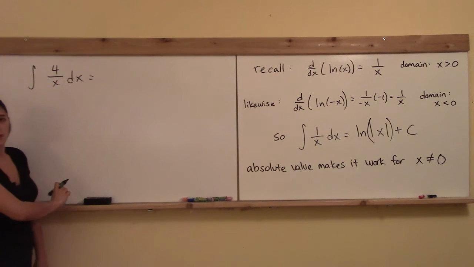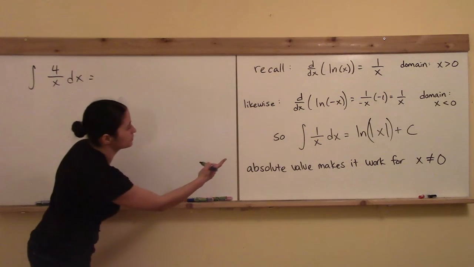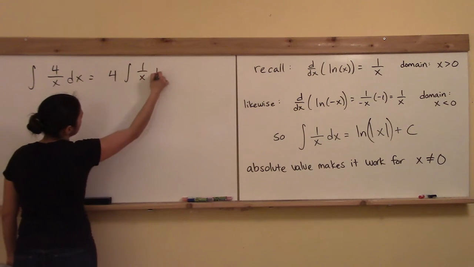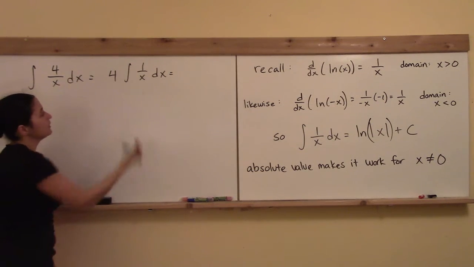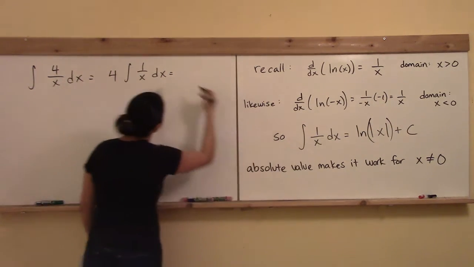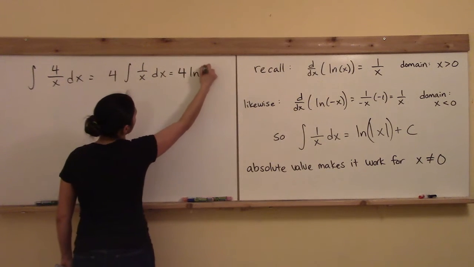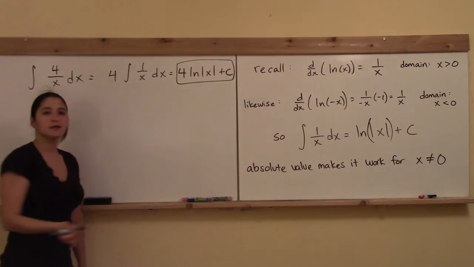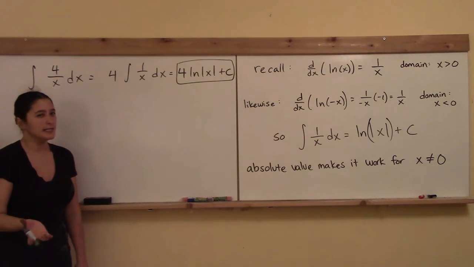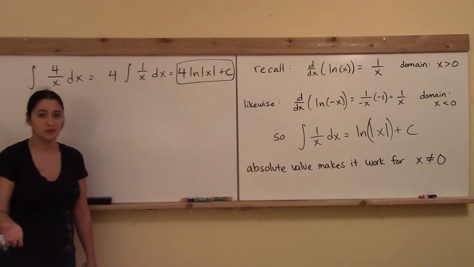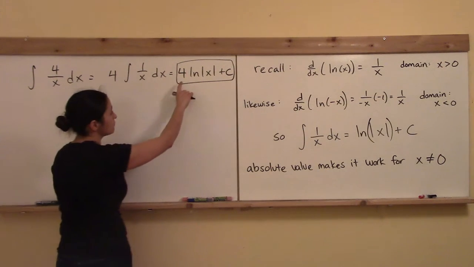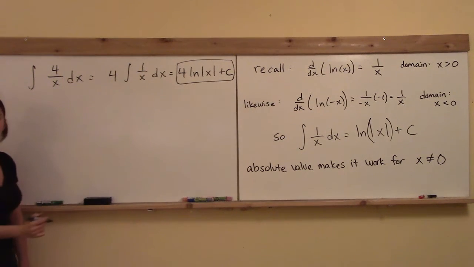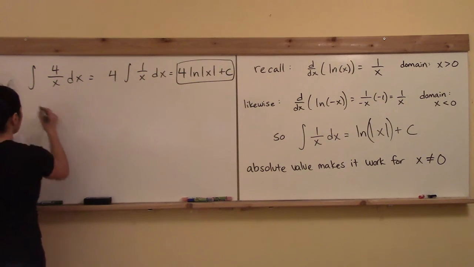What's the answer? Well, this one doesn't have a 4 in it, so it would probably be nicer if I just got that 4 out of the way so I didn't have to deal with it right now. Okay, now I'm going to use a formula just like this. That's going to be 4, the 4 carries through, log of absolute value of x plus c. Got it. Awesome. Am I right? Take the derivative. The derivative of log is 1 over x, so the derivative of 4 times log is 4 over x, right? And that's what I was asked to integrate. So that's perfect.